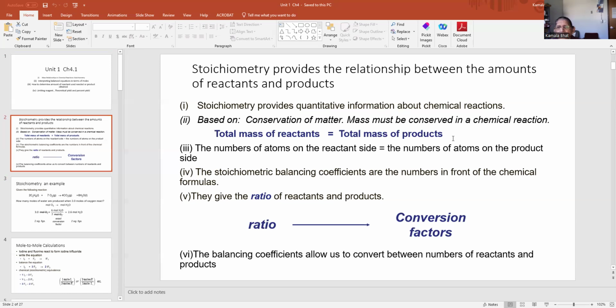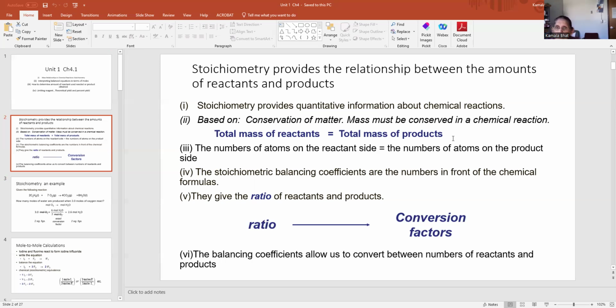Stoichiometry provides a relationship between the amounts of reactants and products formed. And this particular concept is based on the law of conservation of matter, which states that matter can neither be created nor destroyed in a chemical reaction. That means the matter must be conserved in a chemical reaction. What does it mean? It means that the number of atoms on the reactant side, the total mass, must equal the number of atoms on the product side and their mass.